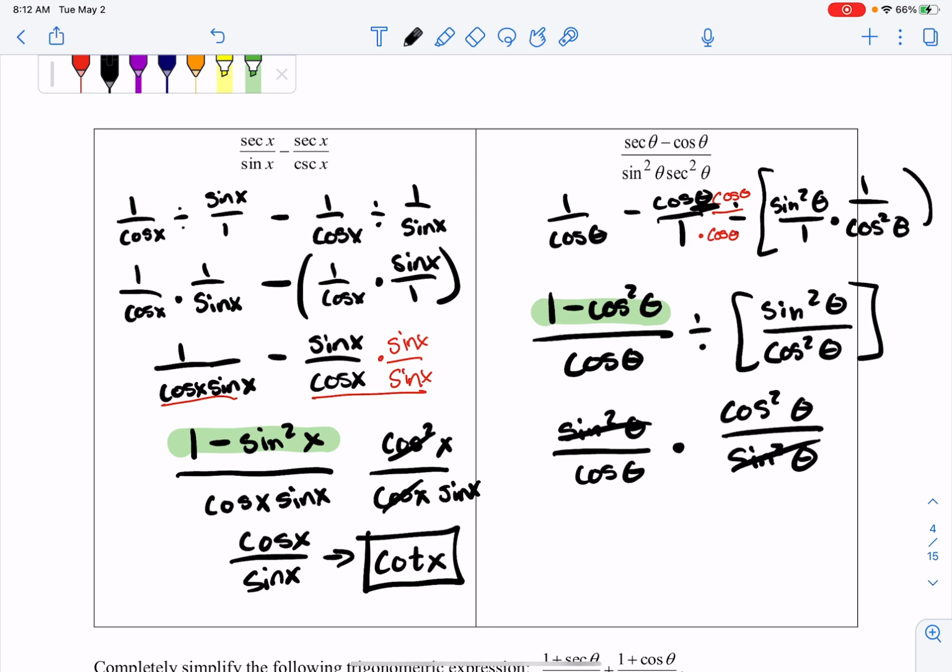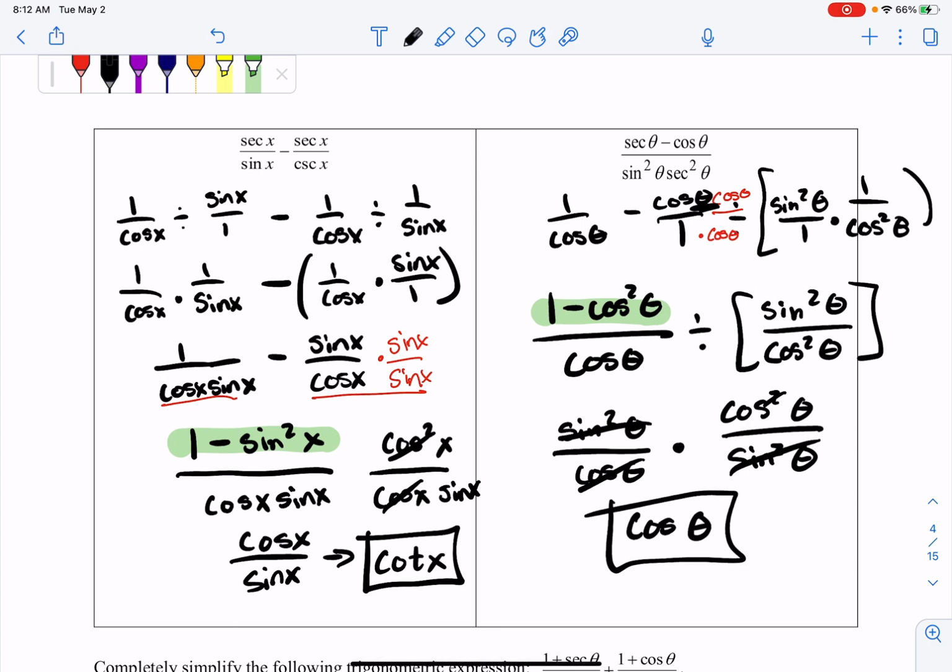Well, these are going to cancel out because when we multiply across the top, multiply across the bottom, we're just taking sine squared theta and dividing by sine squared theta. So those are going to cancel. And then one of my cosines is going to cancel as well, and I'm just left with cosine theta.